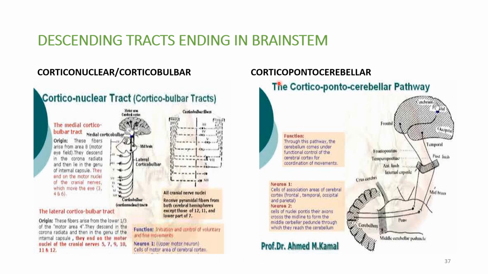Then comes the corticopontocerebellar tract. So from the cortex to the pons and pons to the cerebellum. Through this pathway, the cerebellum comes under functional control of the cerebral cortex for coordination of the movements. So from the cortex to the pons to the cerebellum, it helps to coordinate the movements.